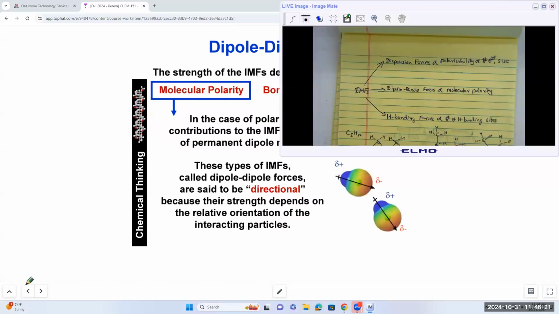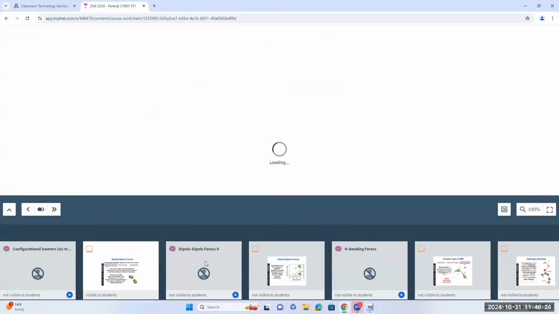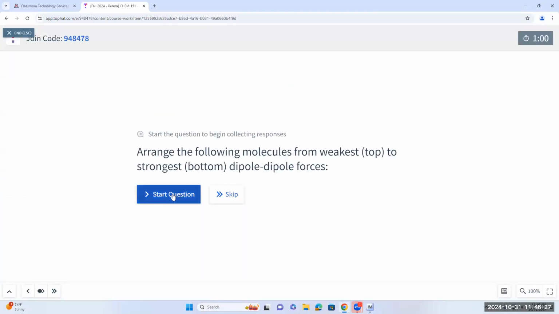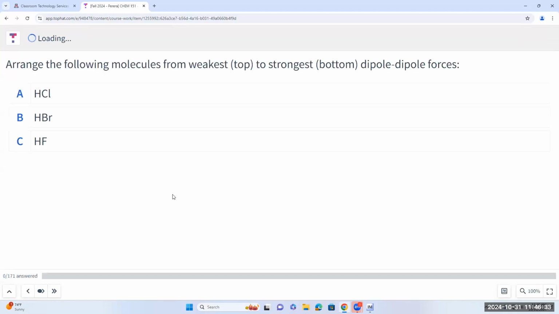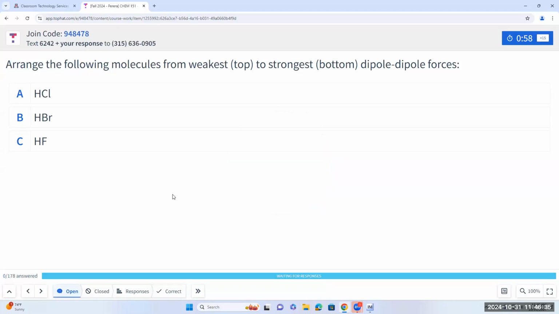Keeping that in mind, this is what I want you to do. Here are some molecules. I want you to arrange them from weakest dipole-dipole forces at the top to strongest dipole-dipole forces at the bottom. Go ahead. You will probably need the electronegativity values for these. I'll give those to you, the ones I can remember at least. Hydrogen is 2.1. Fluorine is 4.0. Chlorine is 3.0.